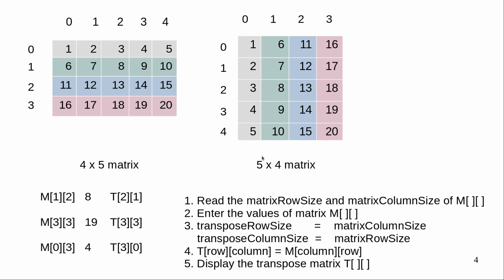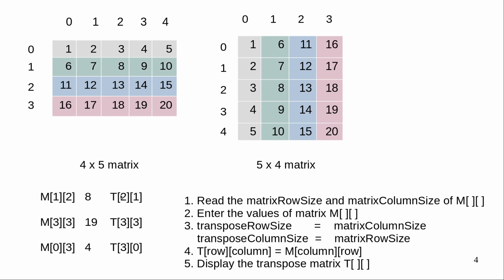Okay, and so now we know the size of the transpose matrix. So the next step is to actually fill in these values inside. For filling it, what is the simple formula there? T of row column is equal to M of column row.